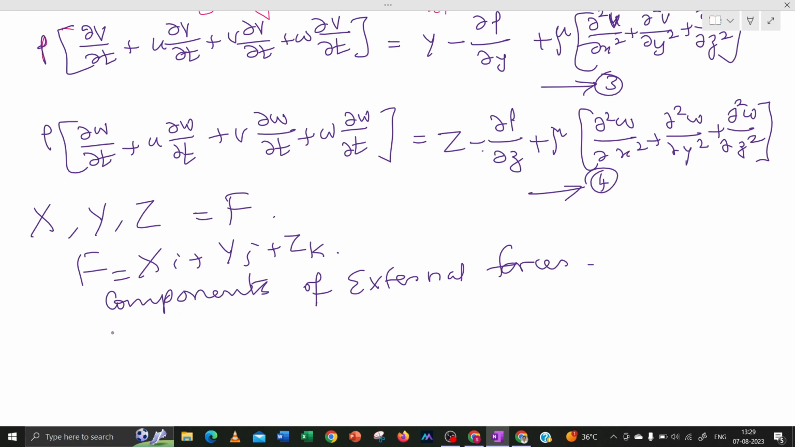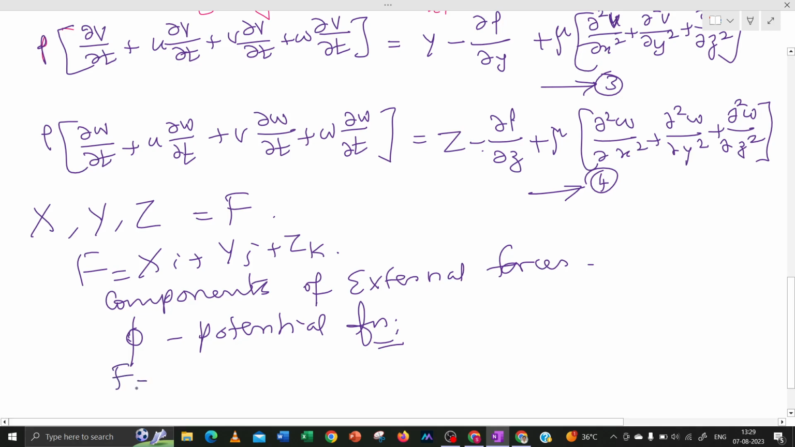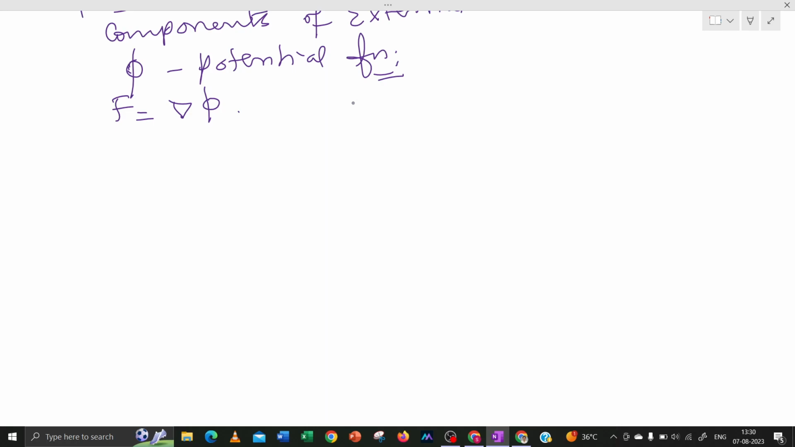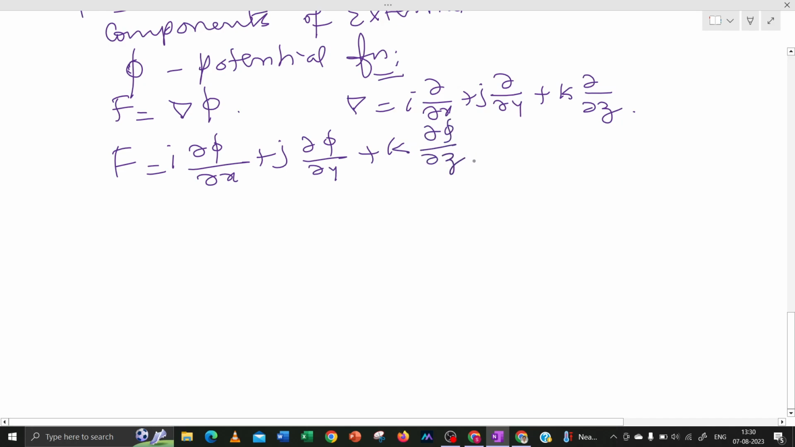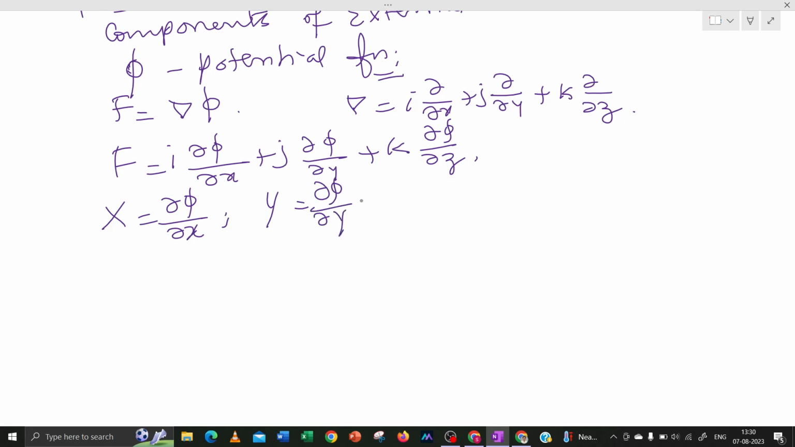So in case there is a potential function pi, then if F is a conservative system, F can be expressed as del pi. You know this, what is del? Del is i ∂/∂x plus j ∂/∂y plus k ∂/∂z. So F can be expressed as ∂pi/∂x i plus ∂pi/∂y j plus ∂pi/∂z k. Therefore X equals ∂pi/∂x, Y equals ∂pi/∂y, Z equals ∂pi/∂z.